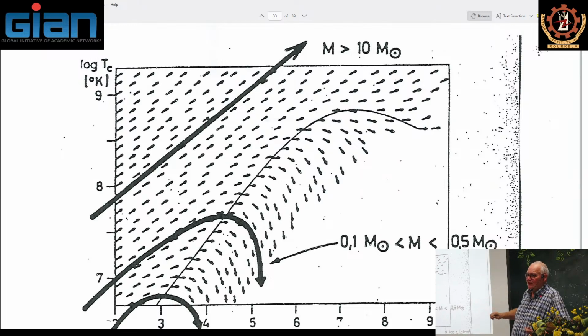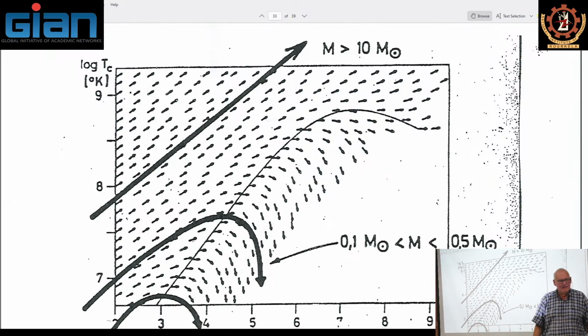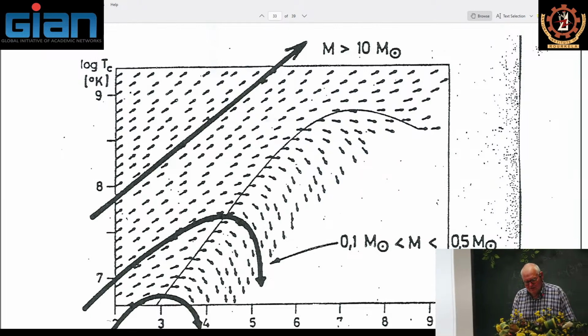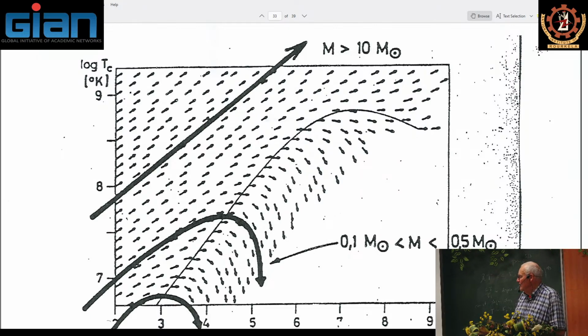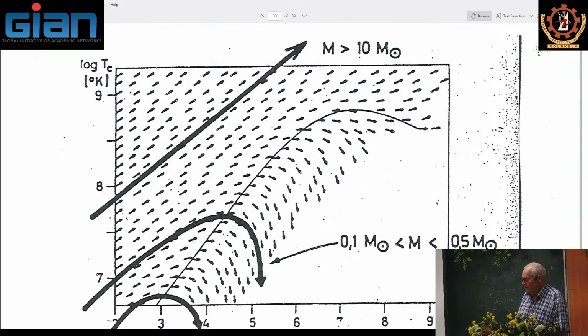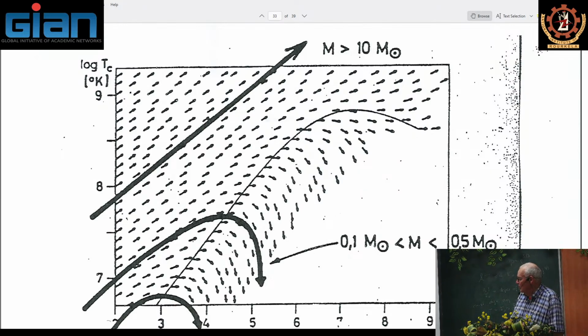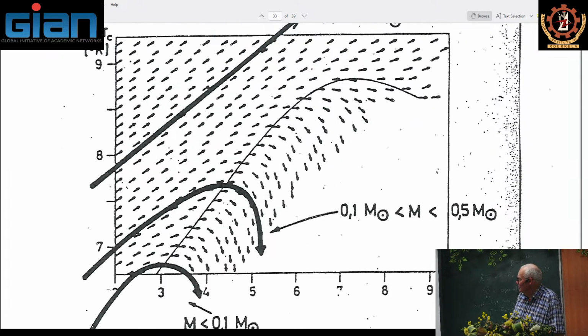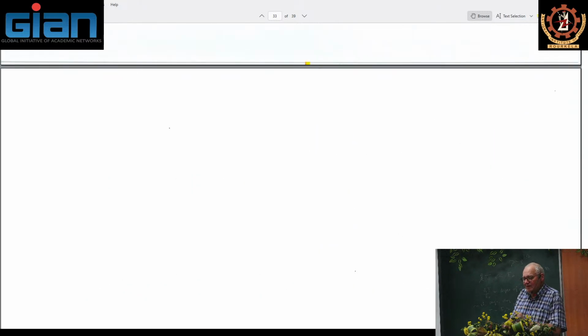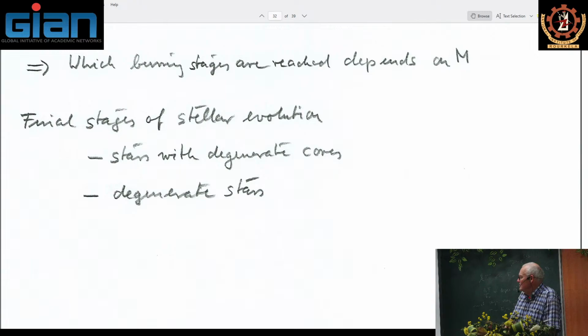If it's less massive, then the evolution may stop before silicon burning, or if the star is even less massive, then it will stop before oxygen burning, or if it's very low mass, then it even stops before it comes to hydrogen burning. This is the case for masses below 0.1 solar mass. Okay, that's the evolution in a schematic way in the interior of a star.